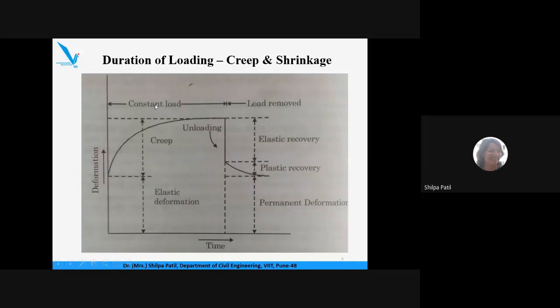But we have kept the loading constant. Still the concrete shows a deformation, and that deformation is identified by the term creep. When we remove the load, this is the unloading point. When the load is removed, there is certainly some elastic recovery. That is, whatever is the deformation under the elastic region, that will get recovered.